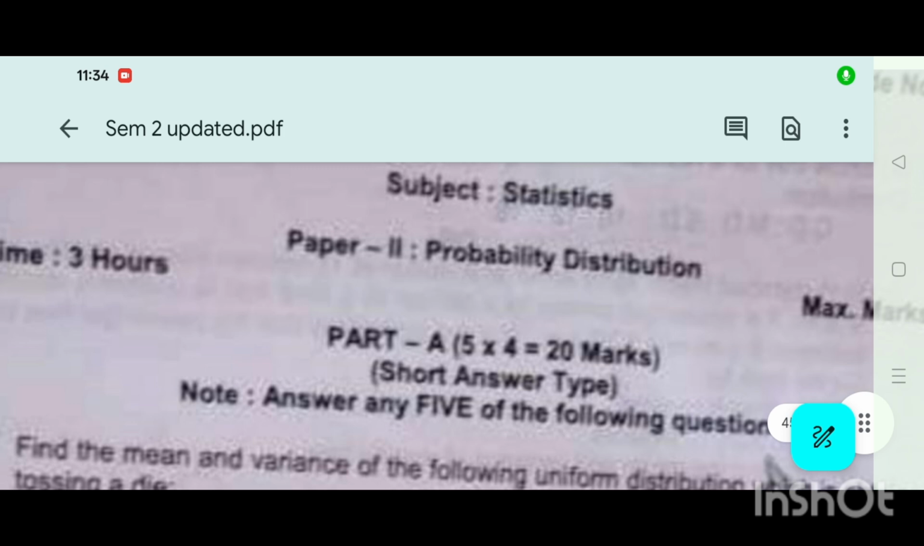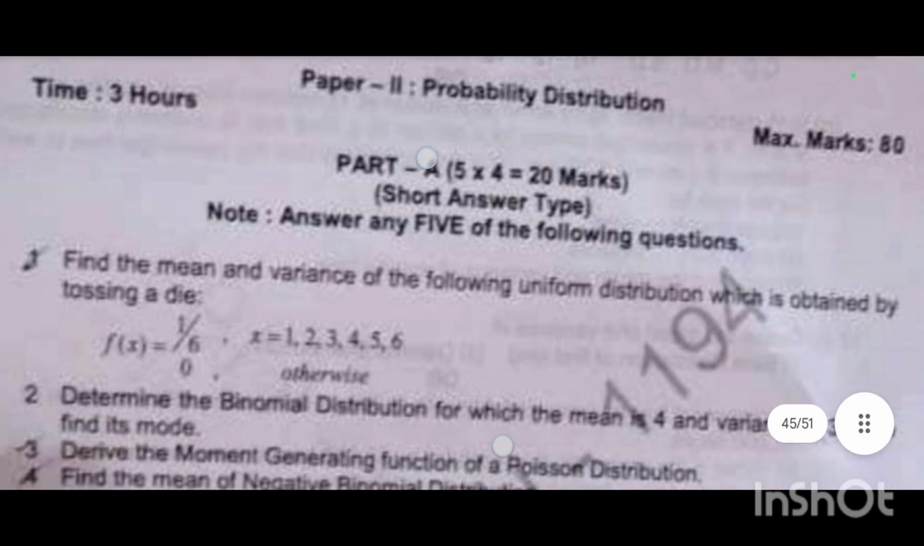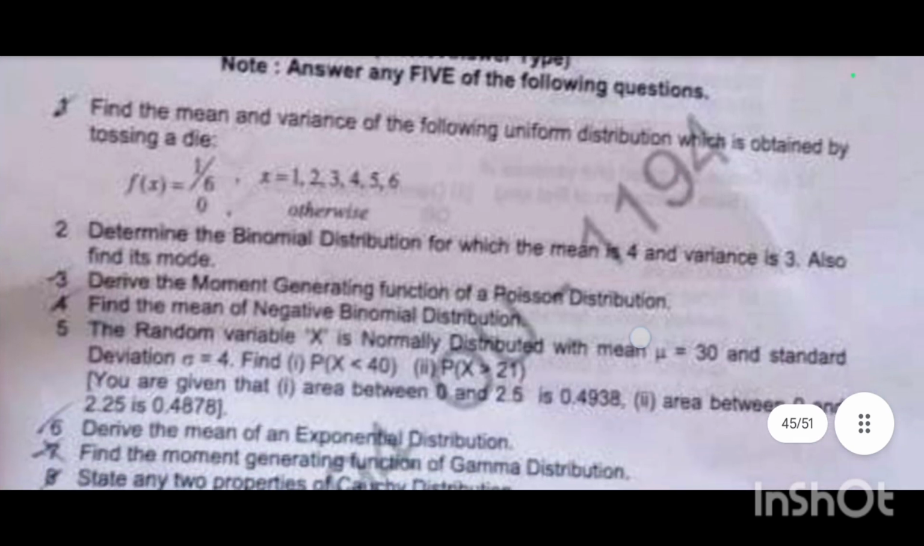Welcome to the Statistics. Today we are learning about the important questions of SEM2 probability distributions paper 2. Very important and previous year's question papers.